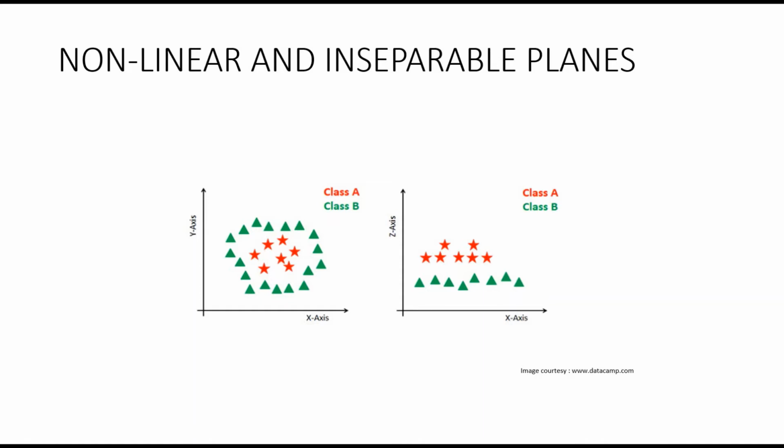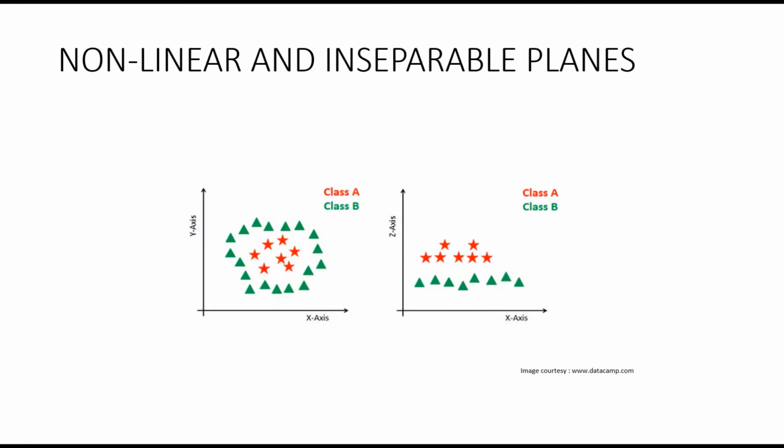In such a situation, SVM, support vector machine, uses a kernel trick to transform the input space to a higher dimensional space, as shown on the right hand side. The data points are plotted on the x-axis and z-axis. Z is the squared sum of both x and y. Now you can easily segregate these points using linear separation.